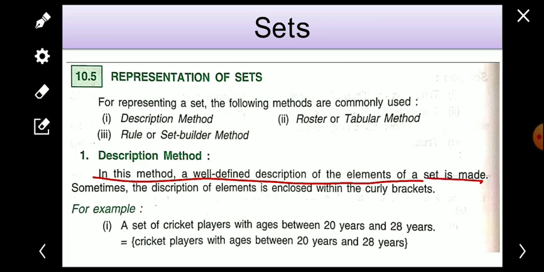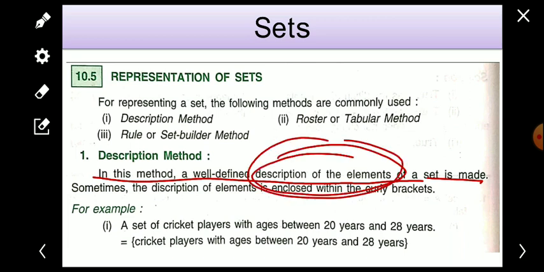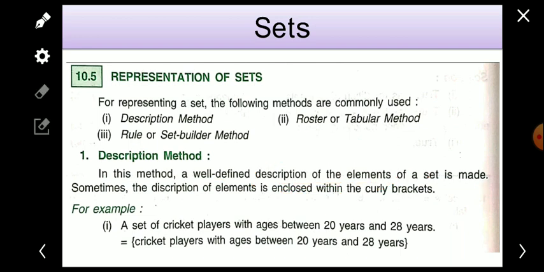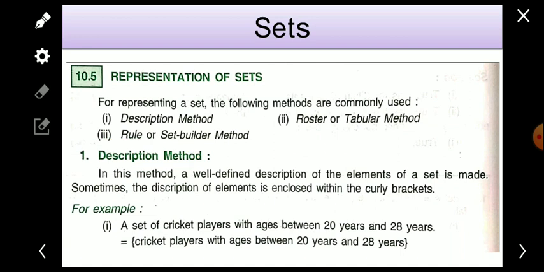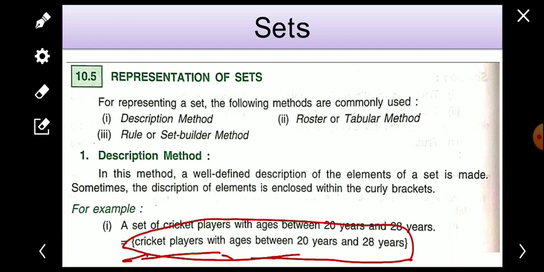So in this, generally the statement is written. Well-defined statement or description of the elements. What description will we write? An example: a set of cricket players with ages between 20 years and 28 years. We have to represent the set, and we know that a set is represented inside the curly brackets. So we'll put the curly brackets and write the description of the elements. We'll not write the elements, we'll write the description of the elements in the description method. By the name only it is clear. So we'll put the curly bracket, and after that, cricket players with ages between 20 years and 28 years. We have written the description for the elements.